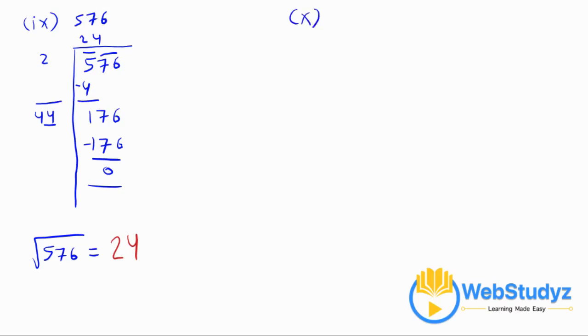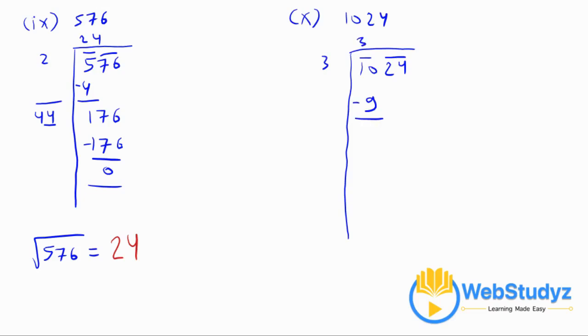Now move on to the 10th, which is 1024. So again making pairs and applying the division method, we can see that we have 3 into 3, that is 9, which is less than 10, which will give us 124, and here it will be 6, and in blank we can take 2 here and 2 in quotient, and we will get the value of 124. Subtracting this, we will get remainder 0.